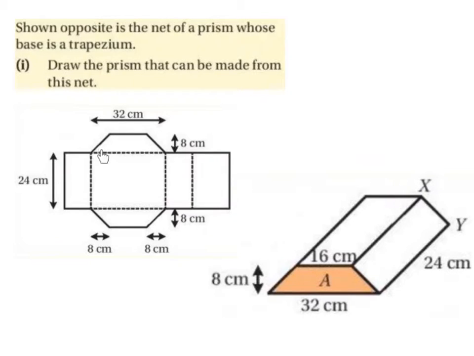If the distance from here to here is 32, and the distance from here to here is 8, and the distance from here to here is 8, then 32 minus 8 leaves 16. So the distance from here to here is 16. And then if the distance from here to here is 24, then the distance from here to here is 24 centimeters also. So now we have constructed our 3D shape.